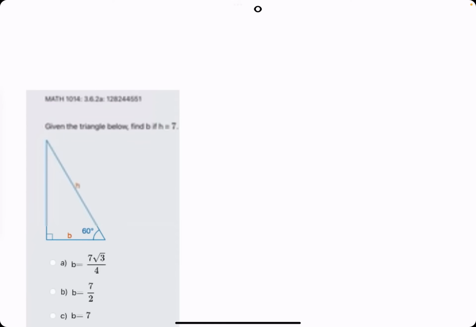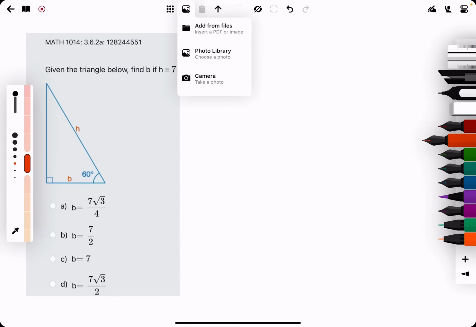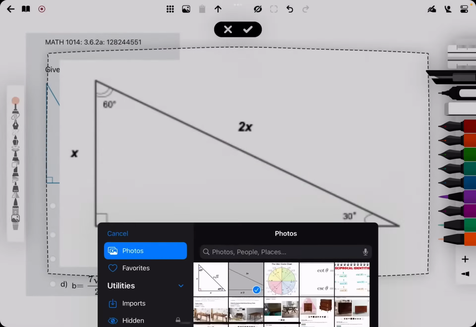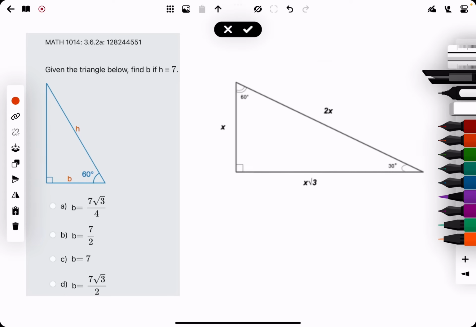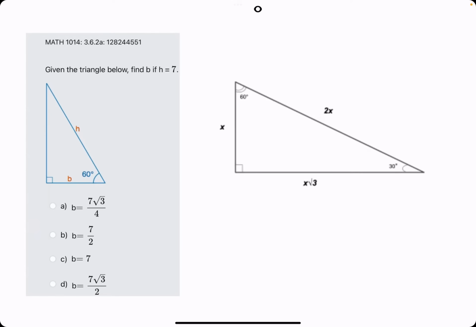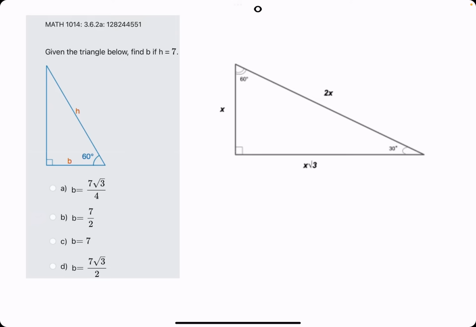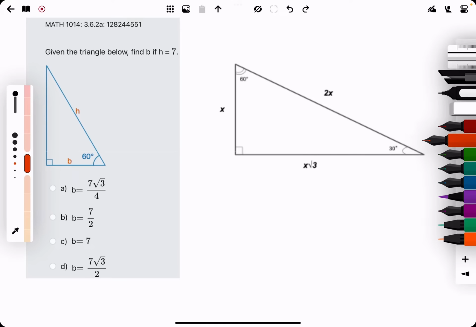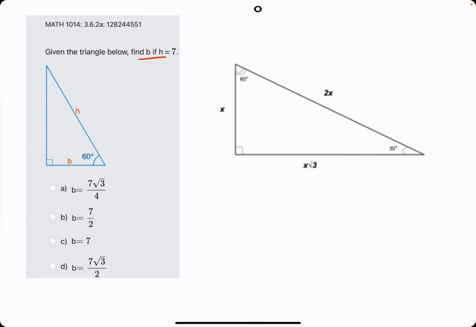All right, getting the hang of it. Kind of getting the gears turning. Is it clicking? I don't know. We'll see. Let's do one more of the 30, 60, 90 ones, and then we'll do one with 45, 45, 90. So this one, they say find b if h. Whoops. Oh, goodness gracious. All right. Let's try this again.